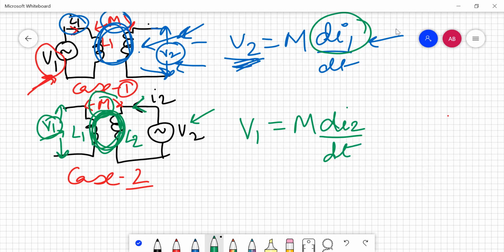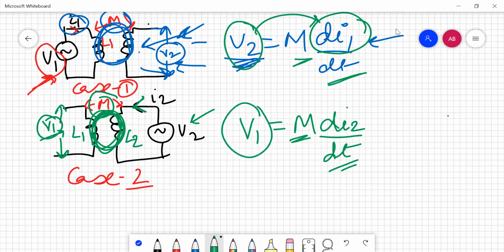So mind it, whenever we define voltage with respect to the mutual inductance coefficient, the current is always that flowing in the other coil. Voltage of one will have current of the other coil. Similarly here, voltage of one will have current of the other coil. So this you all should keep in mind.